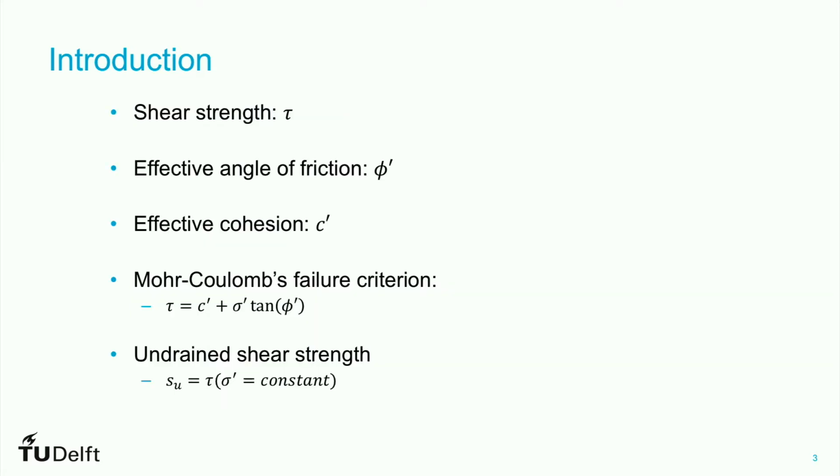The primary parameters that we obtain from the test are the angle of friction, phi, and the cohesion, C, or in some cases, just the undrained shear strength, Su. These parameters are decisive in determining the shear strength of a soil. The shear strength is then determined using the theory of the Mohr-Coulomb failure envelope.